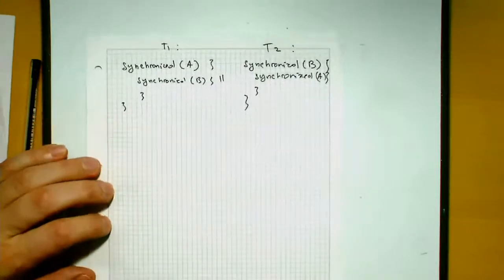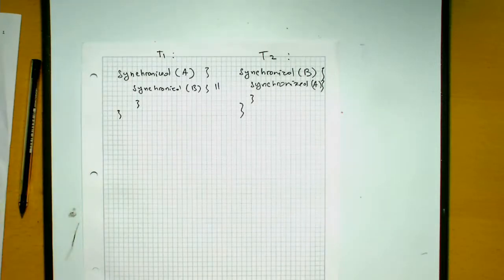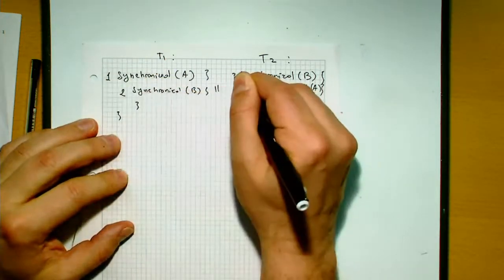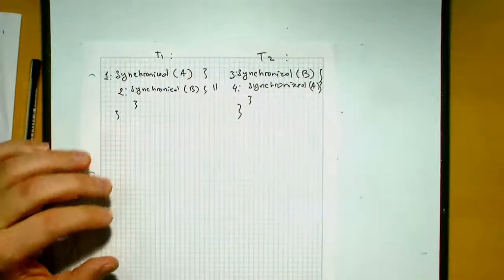So what has happened here? One thread does synchronized A, synchronized B, and the other one does synchronized B and synchronized A. What can happen here? Yes, deadlock, he says. Deadlock can happen. Let's number these things just to make sure, so we can refer to them. Okay, 1, 2, 3, 4.